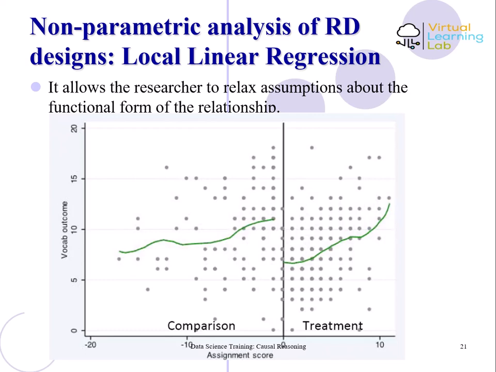The smaller the bandwidth, the less data you have within that range, which will increase your standard errors. So there is a trade-off here between bias and efficiency. The small bandwidth will provide less bias but reduce the efficiency. Larger bandwidth may lead to bias because you are missing some nonlinearity, but it's more efficient.